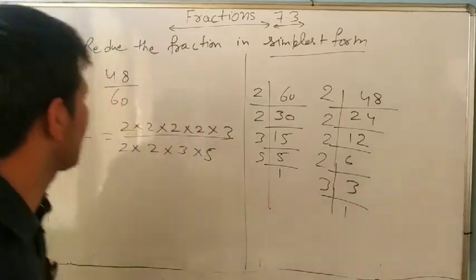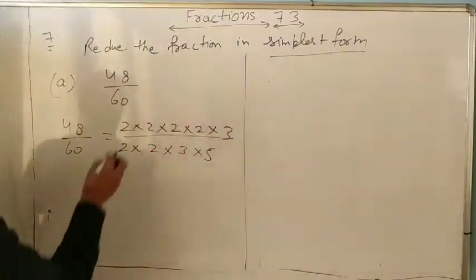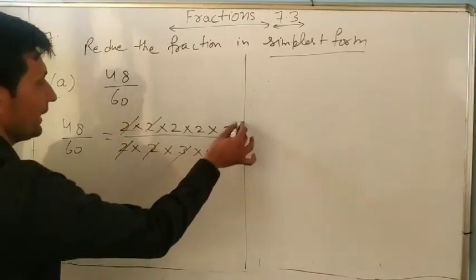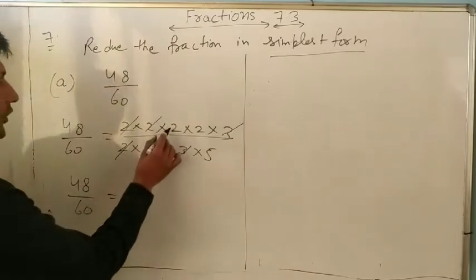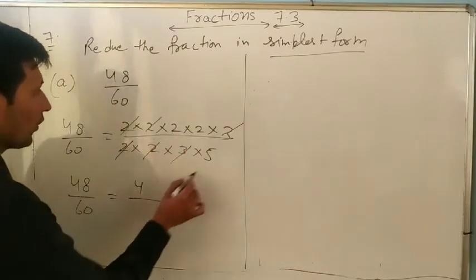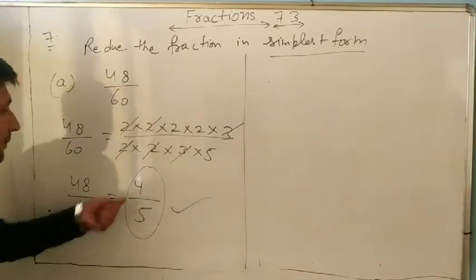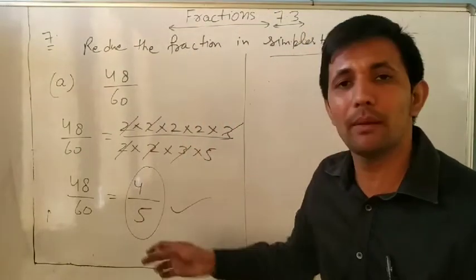So they are the factors of 48 and 60. So 2 cancels by 2, 2 cancels by 2, yes, 3 cancels by 3. Now what remains? 48 by 60 is 2 into 2, 4, so 4 by 5. So it is the simplest form, because in simplest form there is no common factor in numerator and denominator.